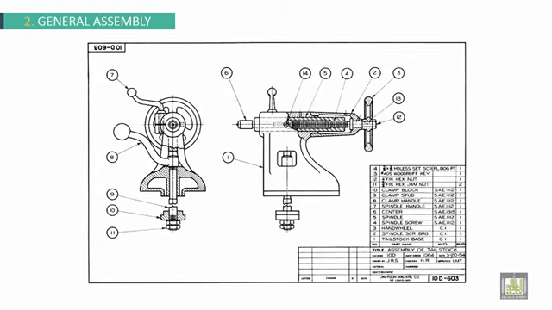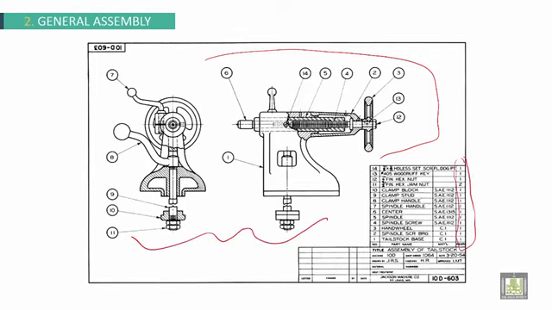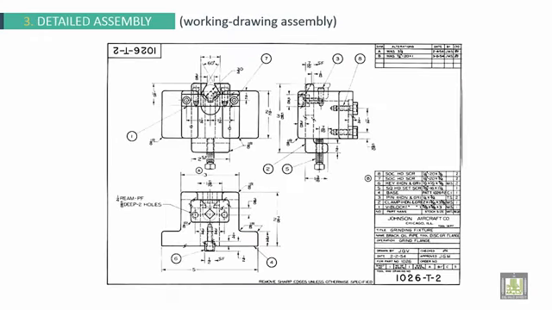No detail, but general details for part name and numbers, quantity of parts here, and how to be assembled in two views. Here we have detailed assembly, working drawing assembly. All details, or majority of details for all parts with assembly are shown here.